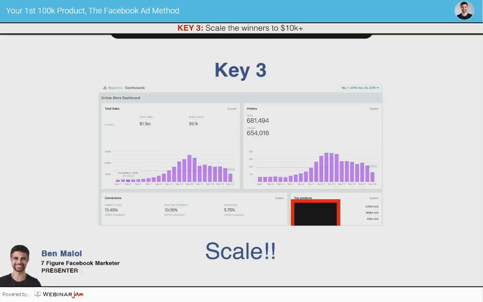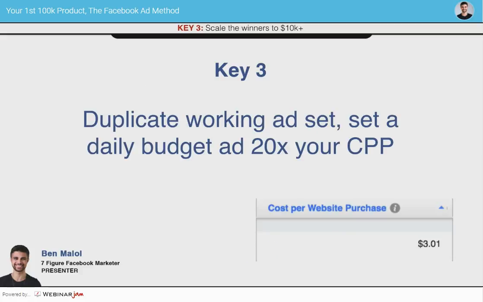The scale. Okay, now the scale, this is super important that you listen up, because this is exactly how you would scale a winning product. So you duplicate the working ad set. Okay, so one of the ad sets will be working. You have whatever you're paying per purchase. Here in this particular situation, we're paying $3.01 per purchase. So we're gonna duplicate that ad set, and we're gonna put a daily budget, and we're gonna multiply that daily budget by 20 of the cost per purchase of the testing ad.